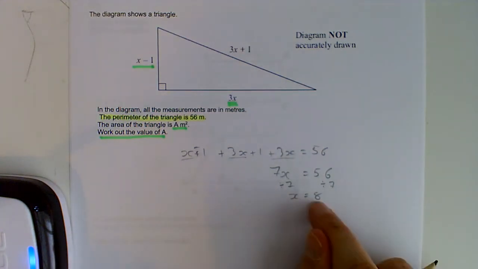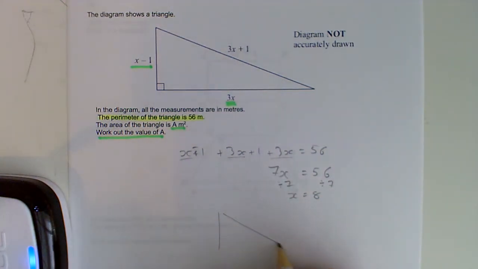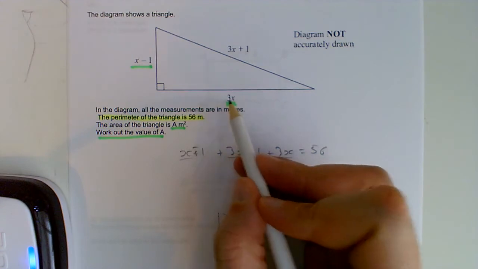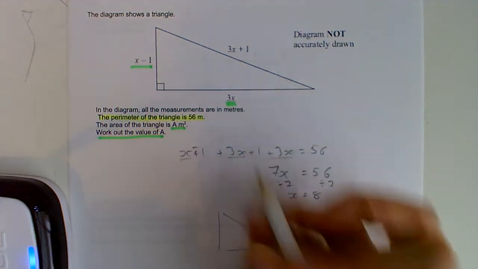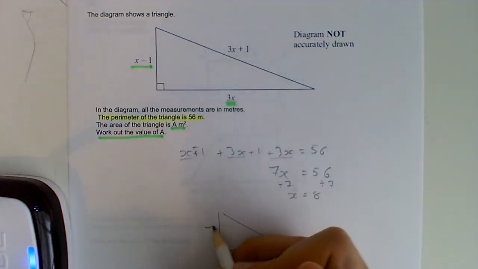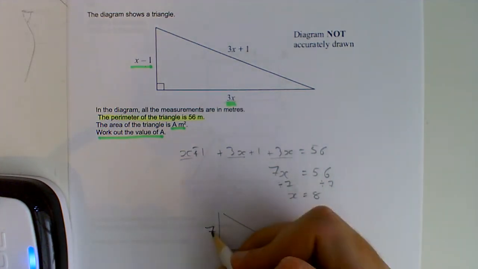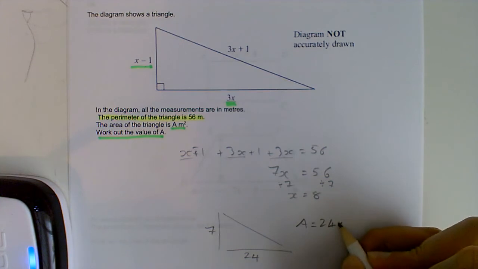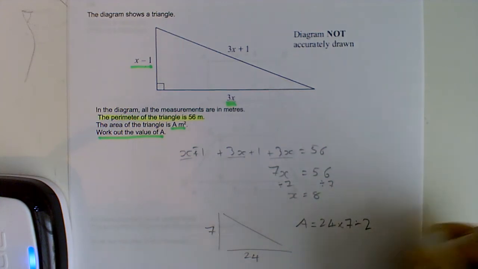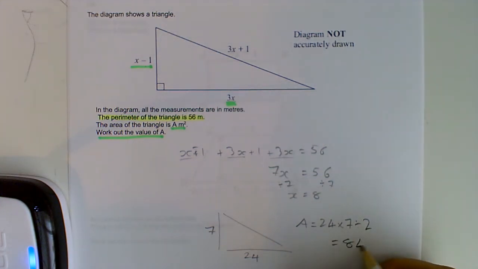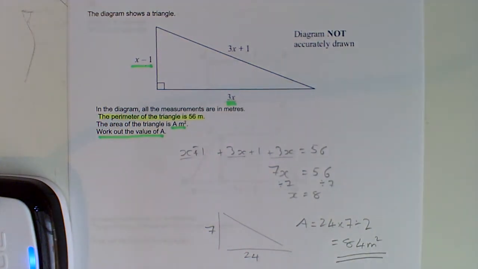Okay? And if x equals 8, it means that the sides on the triangle, this side is 3 lots of 8, which is 24. And this side is 8 minus 1, which is 7. So the area will be the base times the height divided by 2, or half times base times height. And that's just going to give us 84 meters squared for our area. Okay? So well done if you got that one.